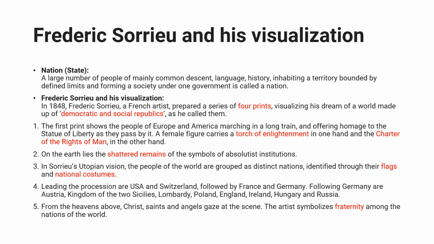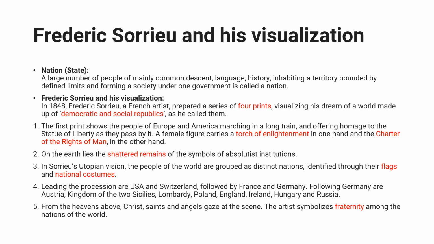A female figure carries a torch of enlightenment in one hand and a charter of the rights of men in the other hand. On the earth lie the shattered remains of the symbols of absolutist institutions. In Sorrieu's utopian vision, the people of the world are grouped as distinct nations, identified through their flags and national costumes. Leading the procession are USA and Switzerland, followed by France and Germany.